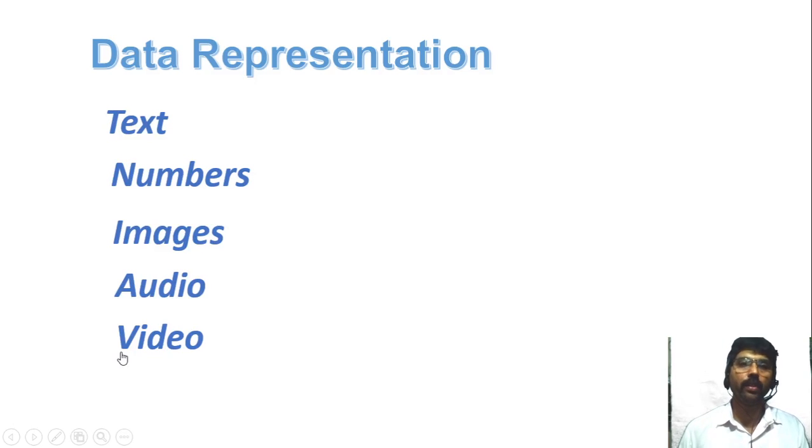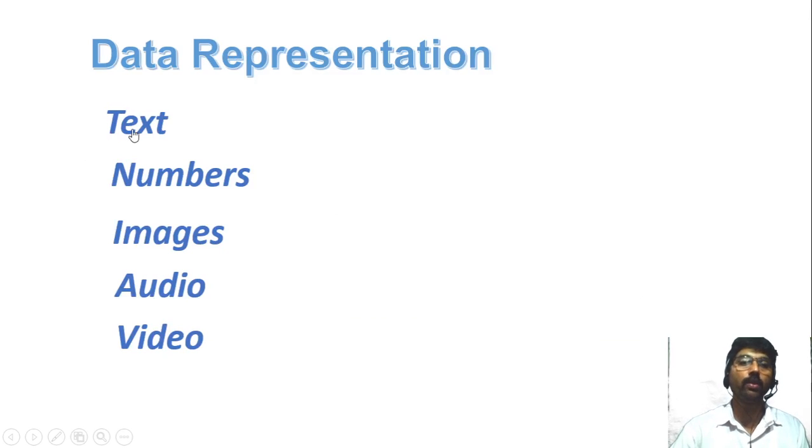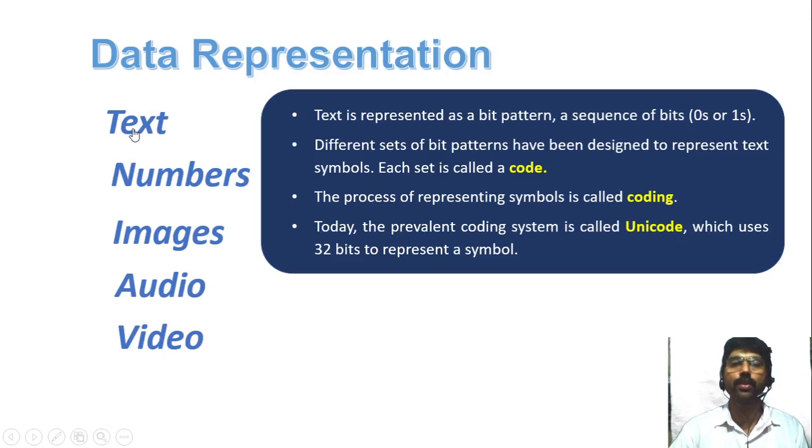Data representations. In data communication, the data can be represented as text, numbers, images, audio, and video. That means we can transmit data in any one of these formats. The first one is called text. It's a common practice to send data in the form of text.